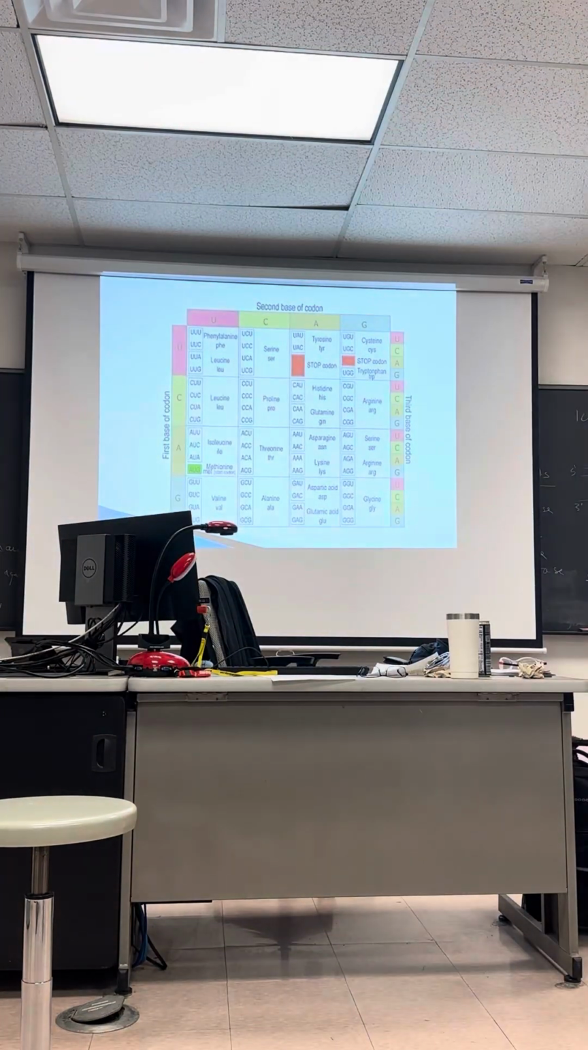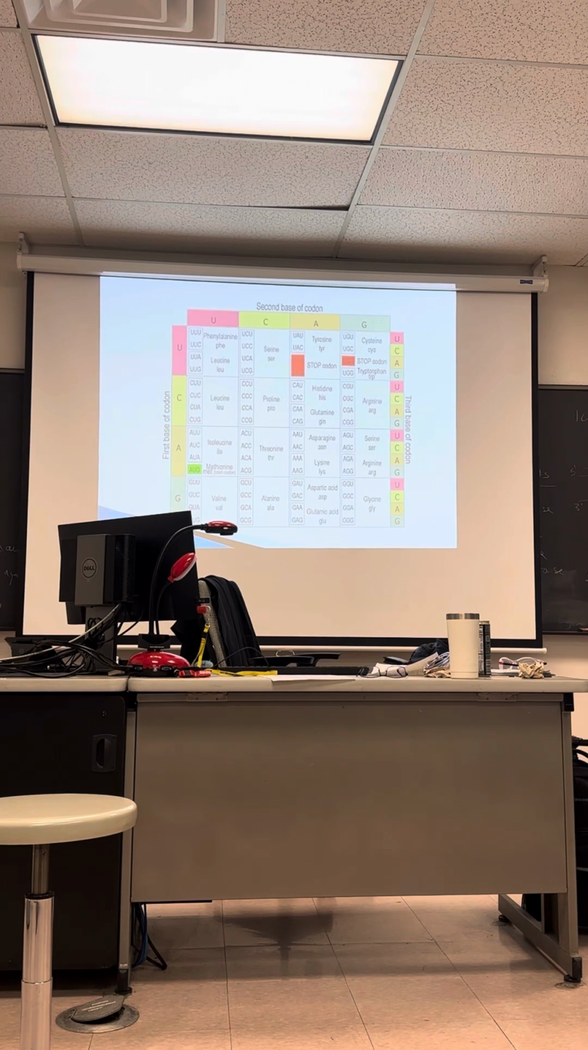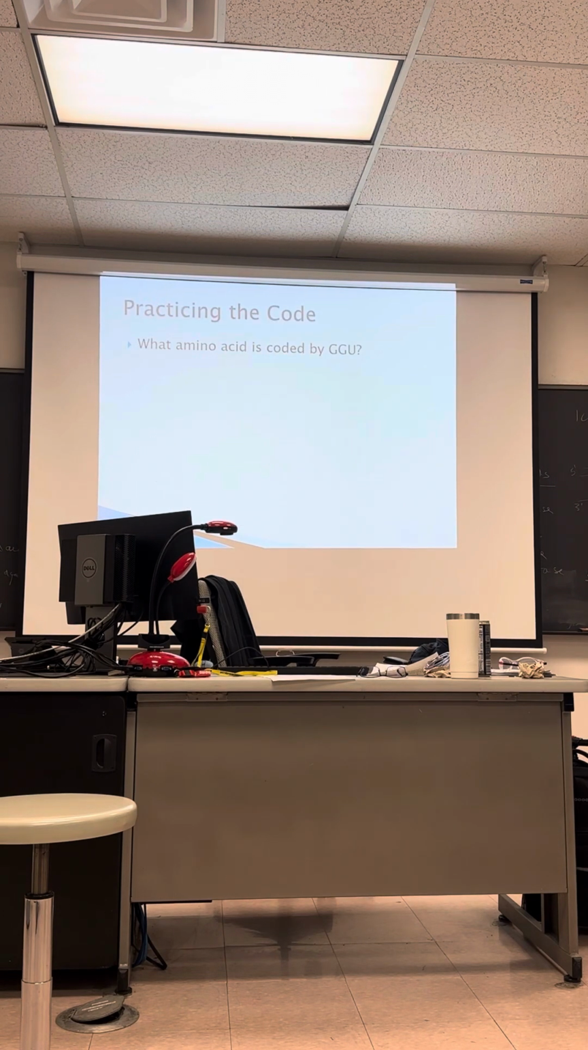Yes, ma'am? The wobble, where? It's being represented here, but it's just the last nucleotide. Can you see right here? This is CCU, but it can also be CCC, or CCA or CCG, but they all code for proline. That last one doesn't make a difference because they're all going to code for the same amino acid.